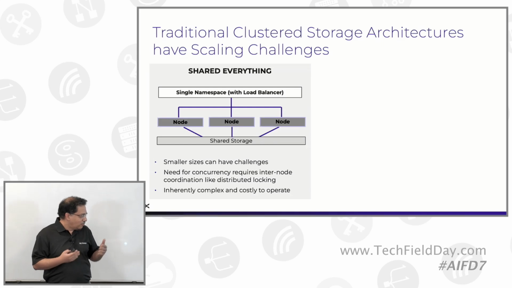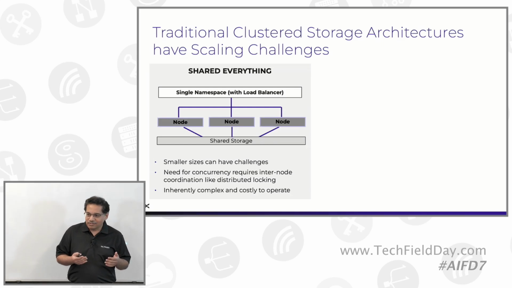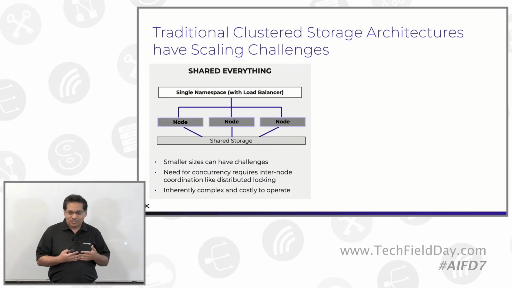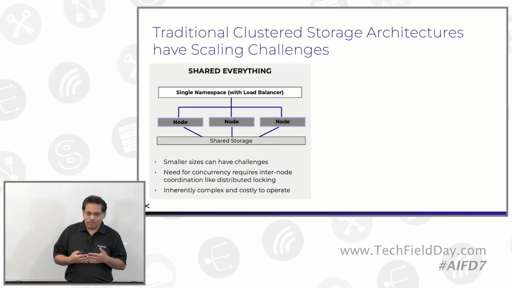But then, these architectures do have challenges. Data is accessed from anywhere, which means you need some kind of concurrency, some inter-node communication. You need some version of distributed locking to build such an architecture. And for the interconnect between the nodes, you need something that's a fast path for networking between the nodes.